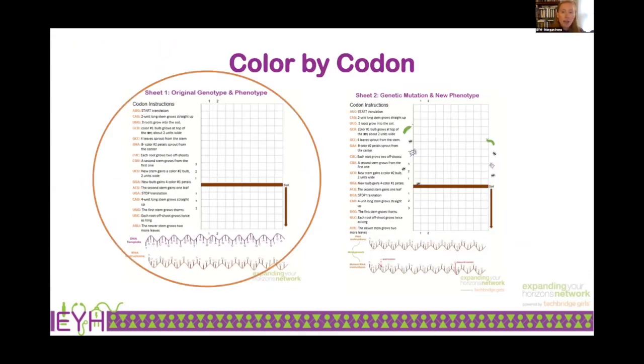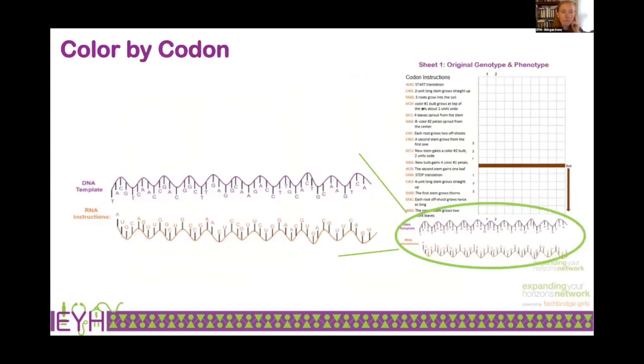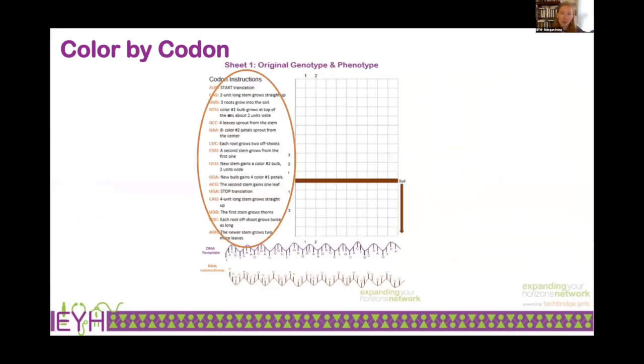So at the bottom of the page, which we'll see on this next slide, you will see the DNA template for the flower and the replicated RNA instructions. The RNA instructions are what you will be interpreting to draw the different phenotypes or features of the flower. Then on the next slide, we see that on the left-hand side of the paper, to interpret what the RNA instructions mean, we will need the codon instructions.